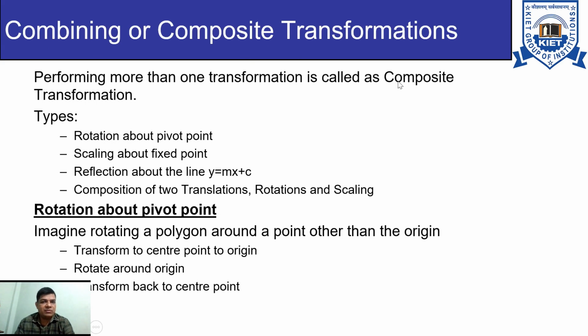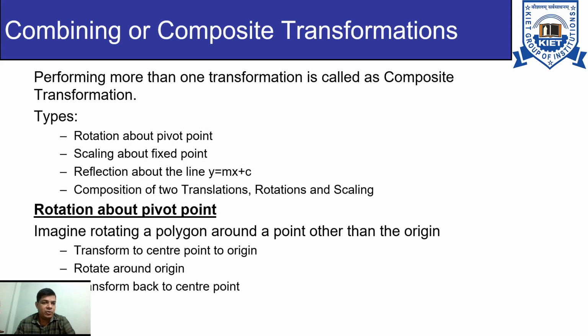Performing more than one transformation is called composite transformation. So whether you are rotating an object about a pivot point, scaling an object about a fixed point, or doing reflection about y equals mx plus b, or you are performing more than one transformation, like two translations, two scalings or rotations, all these things are kinds of composite transformations.